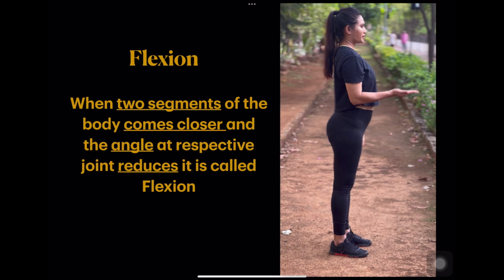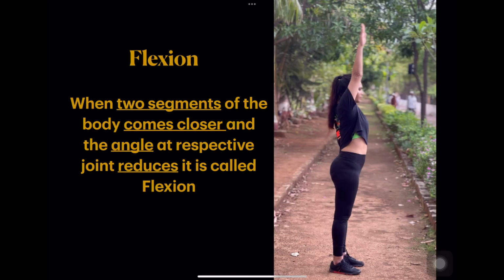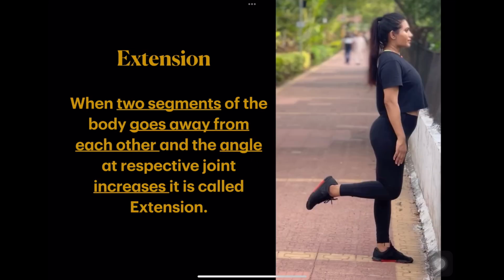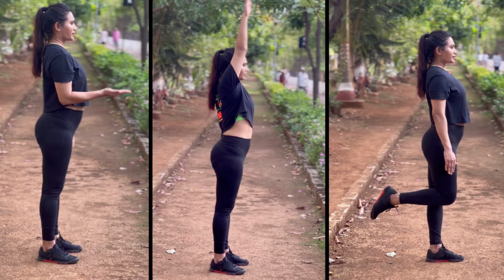The first term which we are going to discuss is flexion. What is meant by flexion? Flexion is the movement which reduces the angle at the respective joint, and two segments of the body come closer to each other. In the shown picture, we can see flexion at the elbow, shoulder and knee joint. Beyond that, it also takes place at the neck joint, trunk and the hip joint.